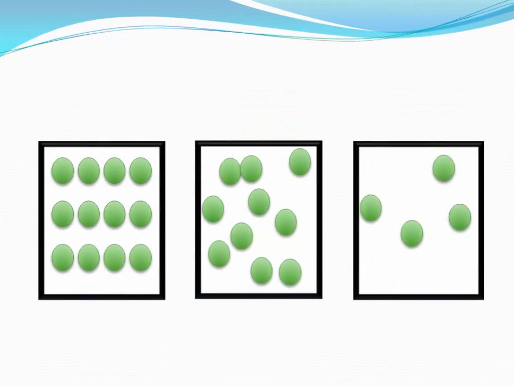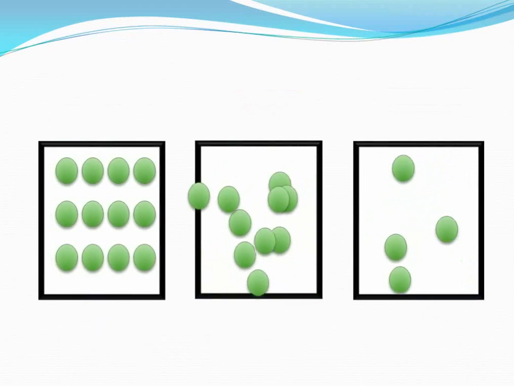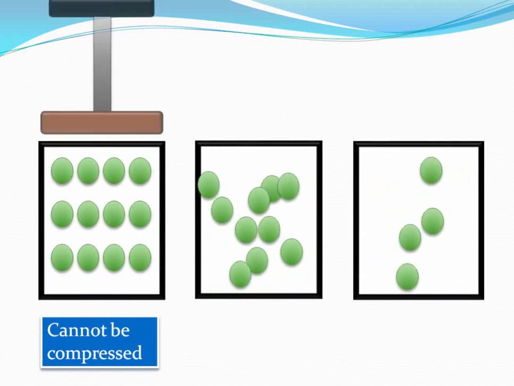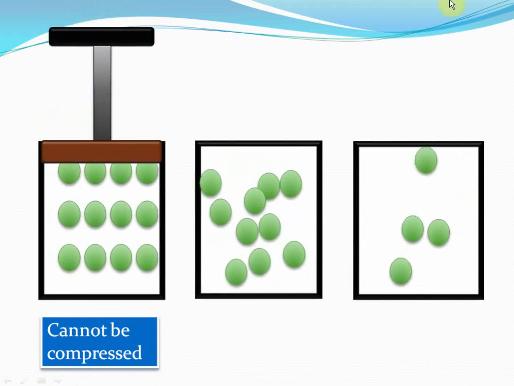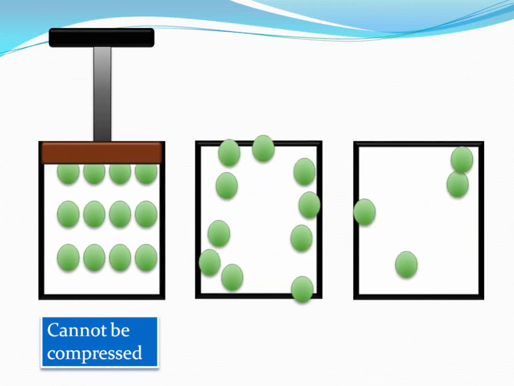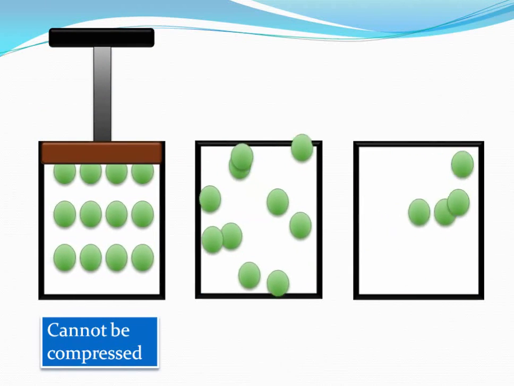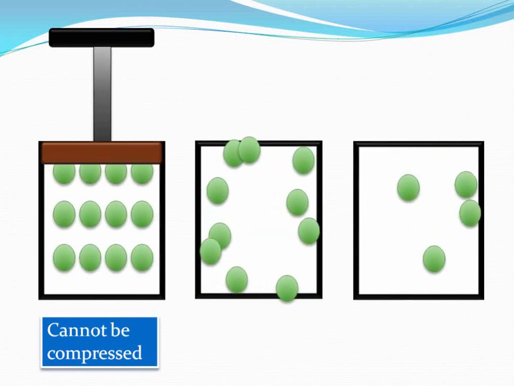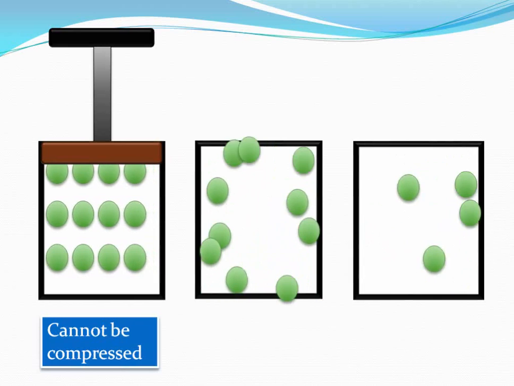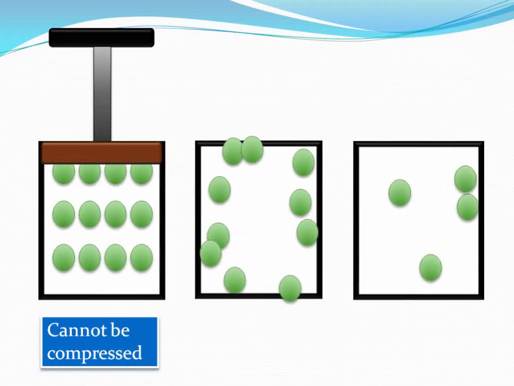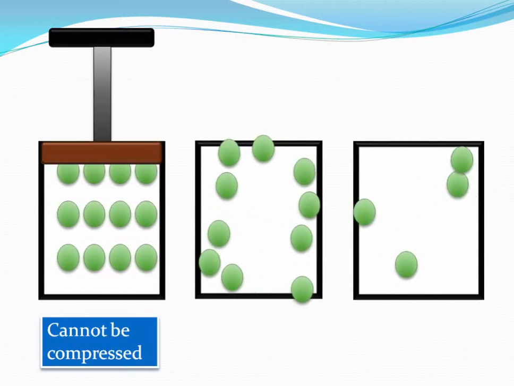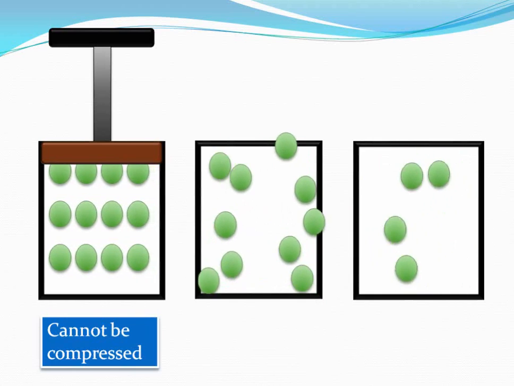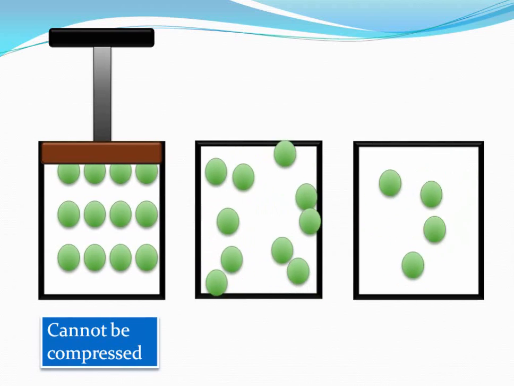Another property that we studied earlier was that solids cannot be compressed. Now this is obvious, isn't it? This is because solid particles are fixed. The forces of attraction between solids are strong. So you cannot bring the solid particles further closer to each other. What is compression? If you have to compress any substance, you have to bring its particles further closer to each other, isn't it? This can't happen in solids because solid particles are already very close to each other.